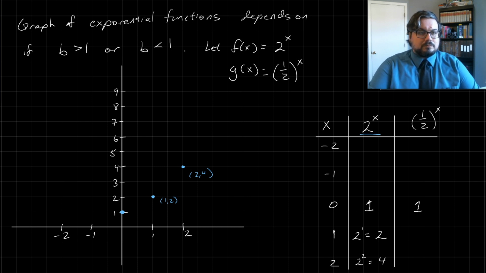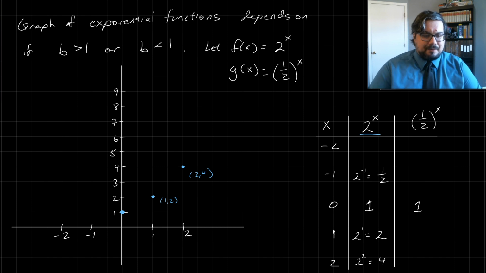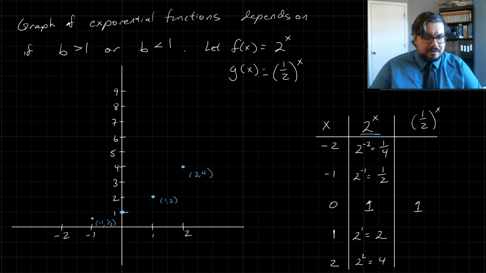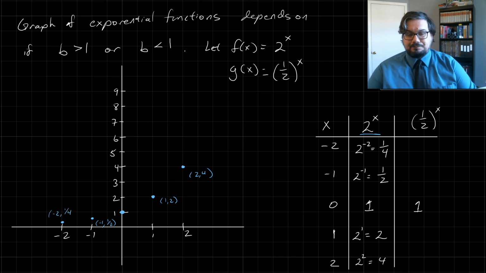So if we plug in -1 to 2 to the x, we get 2 to the -1, which is 1/2. So that means that we've got a point over here, -1, 1/2. And then if we plug in -2, we get 2 to the -2, which is 1 over 2 squared, which is 1/4. That's going to be even further down here, -2, 1/4.